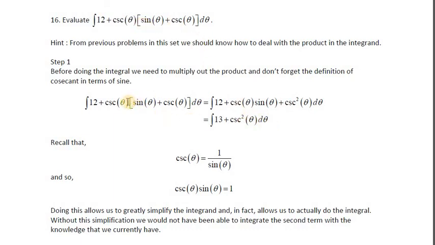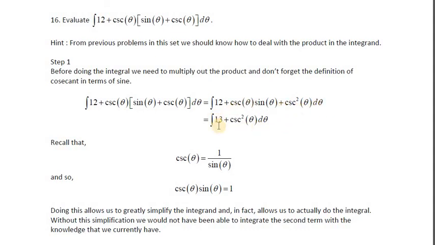Just multiply cos theta into sin theta, cos theta into cosec theta, and cosec theta into cosec square theta. So if we multiply this, we will have three terms: first, second, third. Now it is cos theta, cosec theta, sin theta. Cosec theta is 1 by sin theta, you know. So it is giving us 1. So this 1 plus this 12, 13. This becomes 13. Now cosec square theta remains as it is.